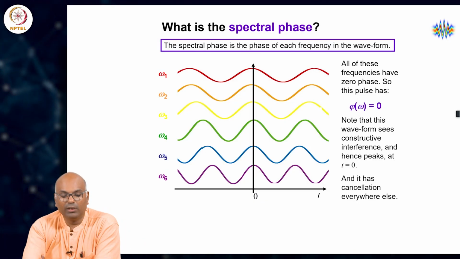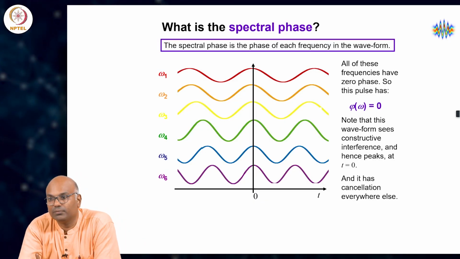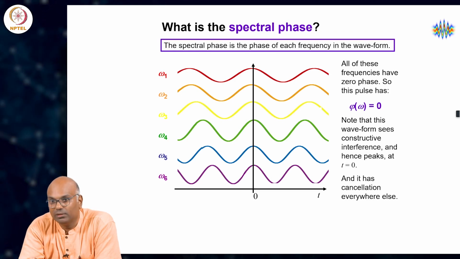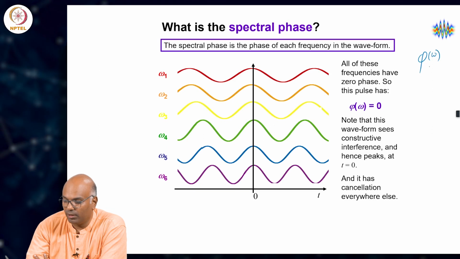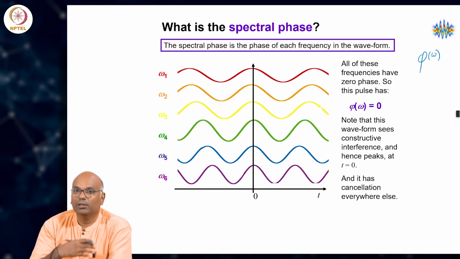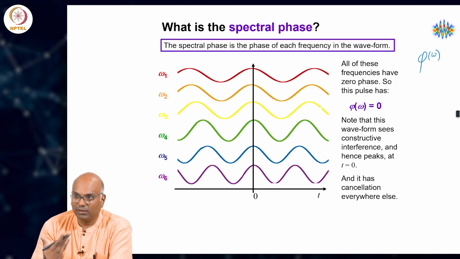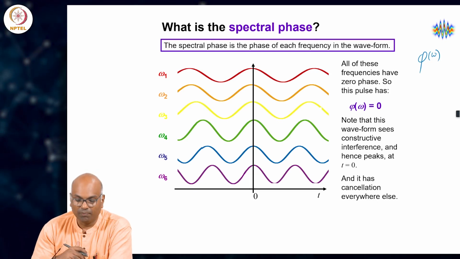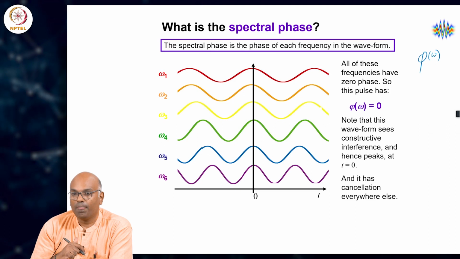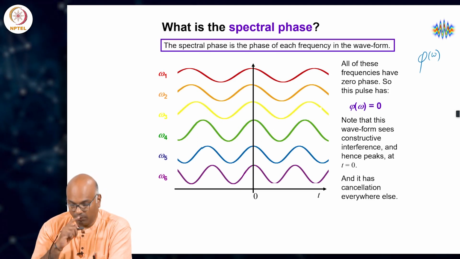Okay, but what is the spectral phase? What is it? We keep harping on a phi of omega. What is it? How do I measure it, visualize it, understand it? Okay. So, now let us consider the following.